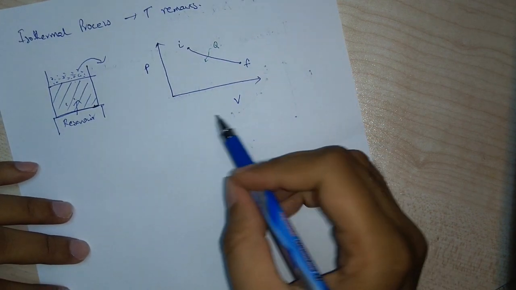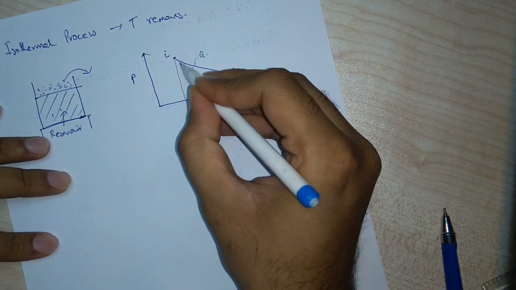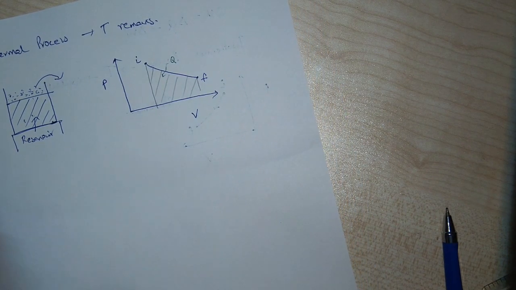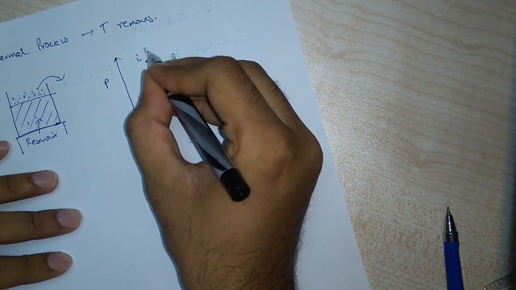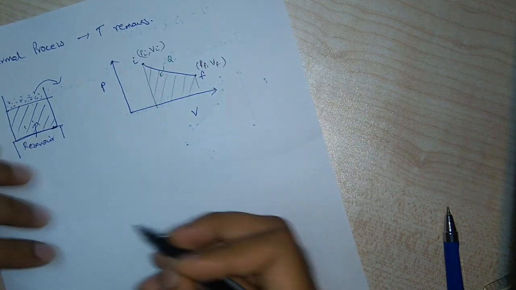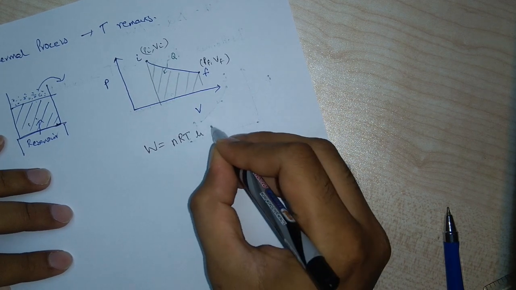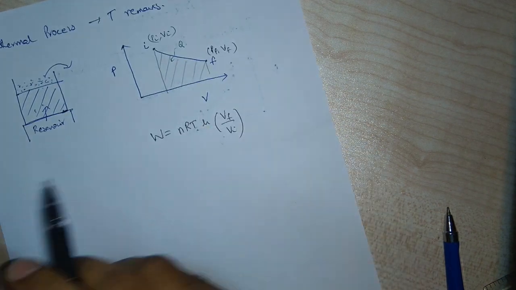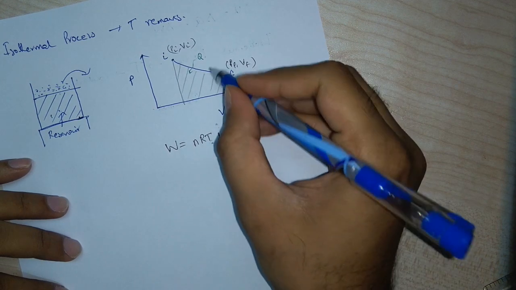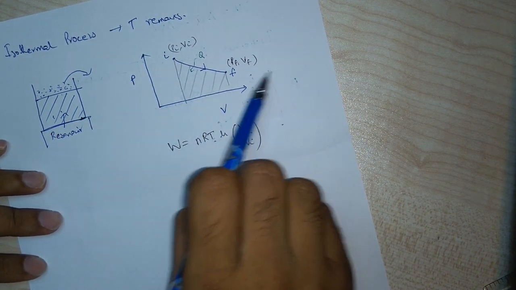In the last lecture, we also found out the work done in this process. The work done is nothing but the area under this curve. If at point I the pressure was Pi and volume was Vi, and at point F the pressure was Pf and volume was Vf, the work done is equal to nRT ln Vf by Vi. This was the process that we started last time. Remember, in this case the gas goes from point I to point F.